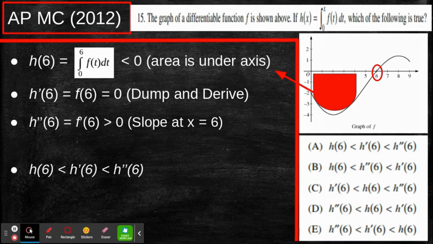So when we order these together to find our answer in the multiple choice, we have h of 6 is less than h prime of 6, which is less than h double prime of 6, which is our answer, A. Beautiful.